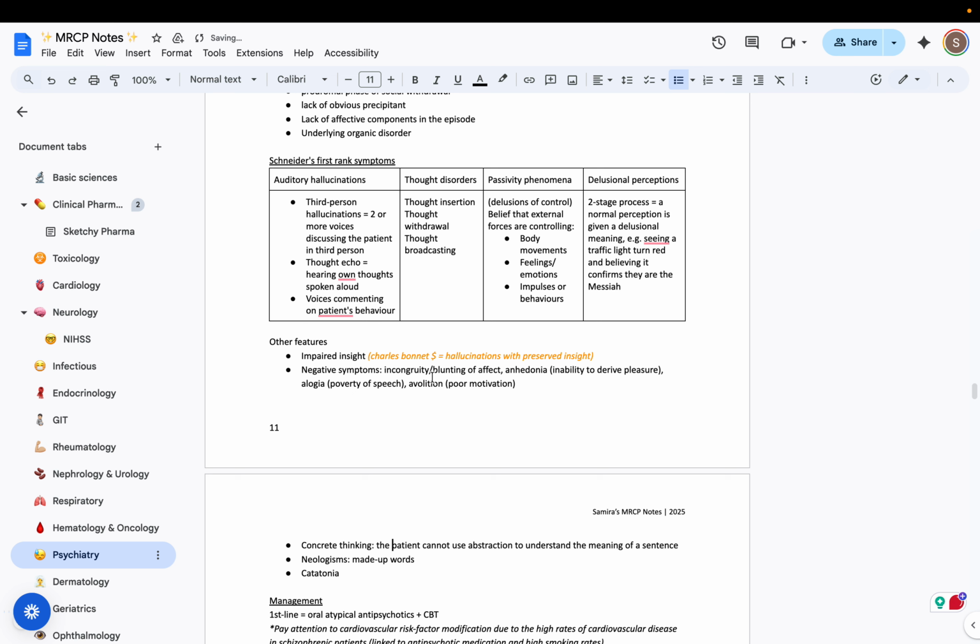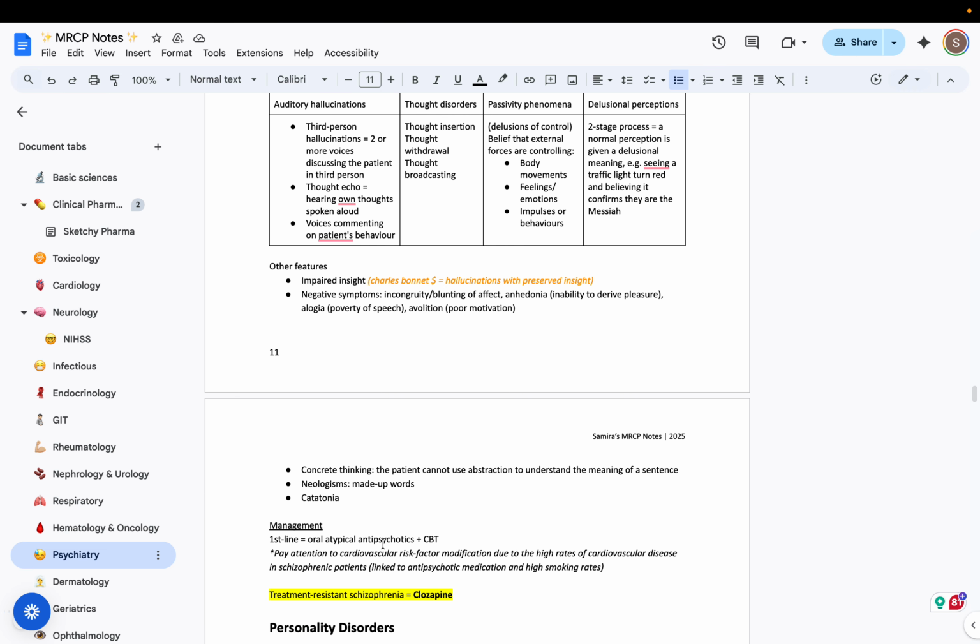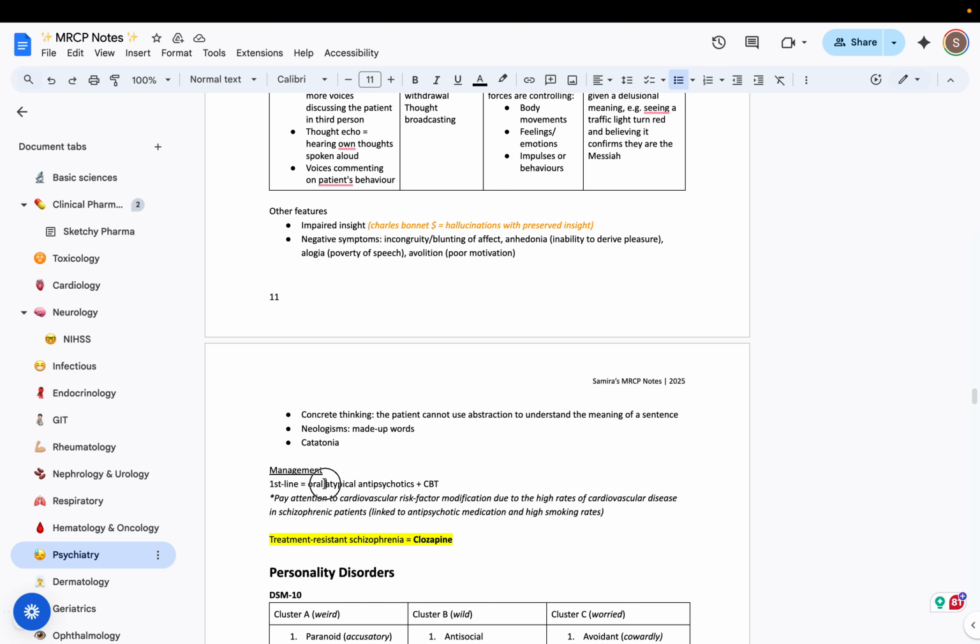Negative symptoms like incongruity, blunting of affect, anhedonia, alogia, avolition. Okay. Concrete thinking, neologism, and catatonia. First line is oral atypical antipsychotic and CBT. Pay attention to cardiovascular risk factor modification due to the high rates of cardiovascular disease in schizophrenic patients, which is linked to the antipsychotic medications and smoking.